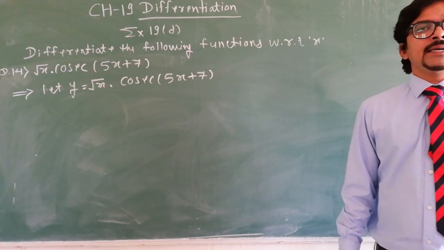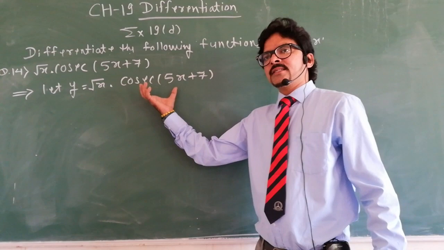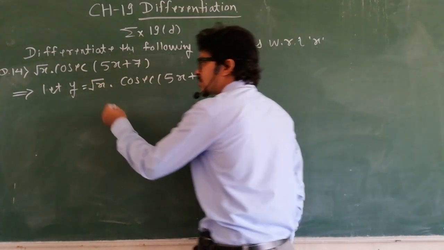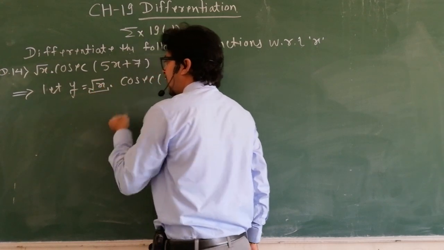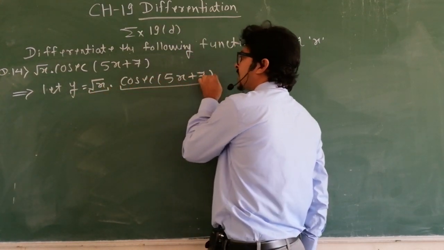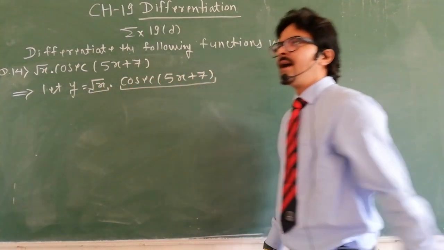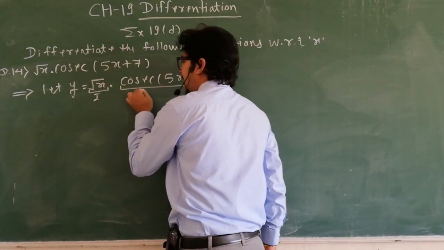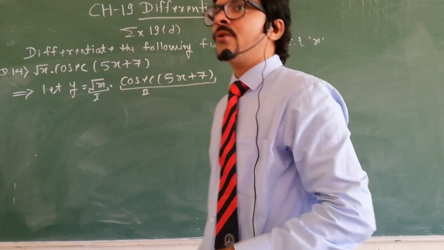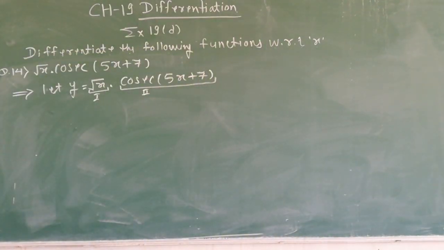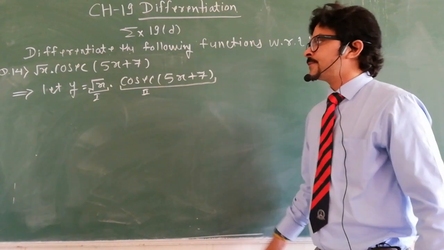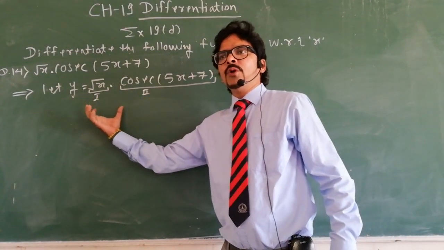All of you concentrate. After this, if you observe, there are two functions in product form. The first one is this root x, and the second one we will take is this cosec in bracket 5x plus 7. So this one we take as the first function and this as the second function. After this, what will we do next? We'll apply the u into v rule.